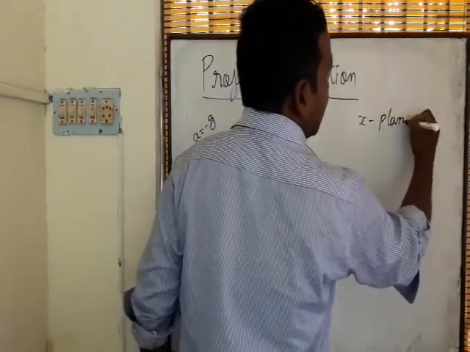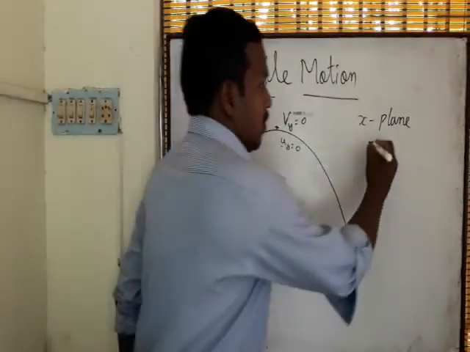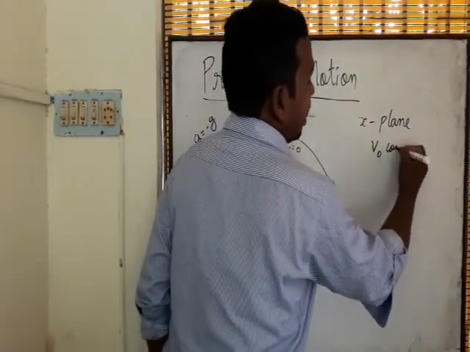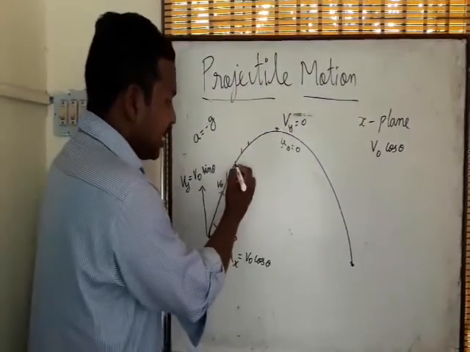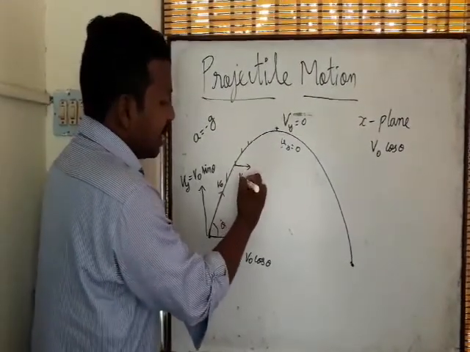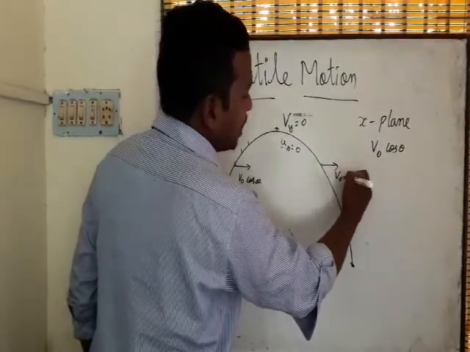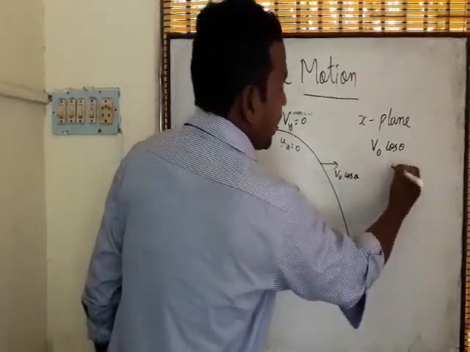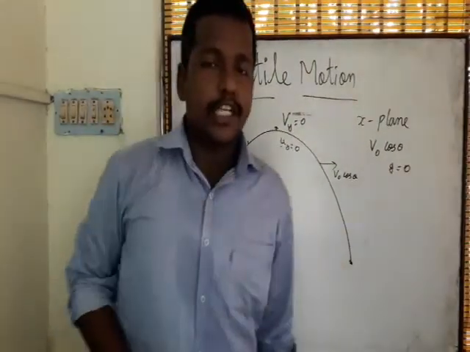The horizontal velocity is going to remain constant. The horizontal velocity is v0 cos theta. Wherever you take it, v0 cos theta is going to remain constant. In case you take it here, it's v0 cos theta, and in case you take it here, it's also v0 cos theta. And also gravity we take as 0 because on the x-axis there is no gravity.